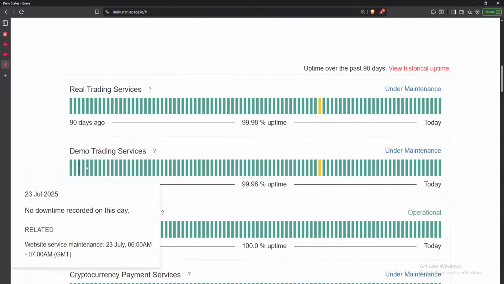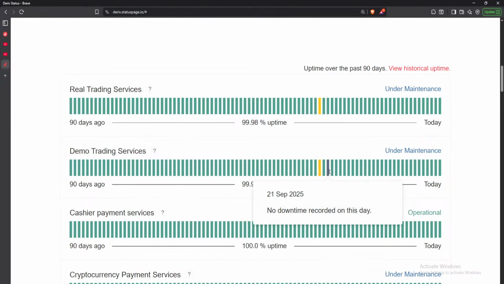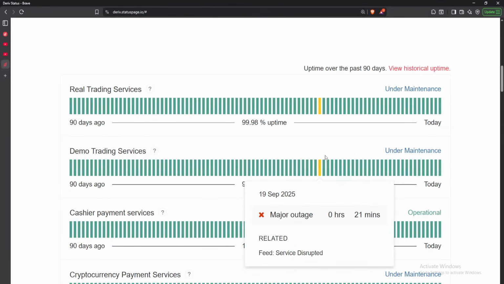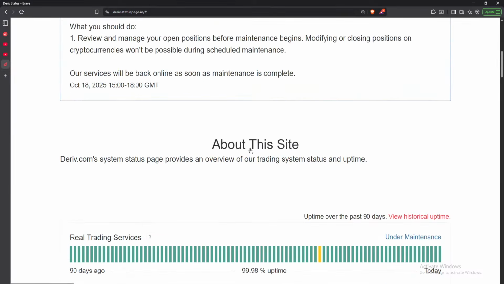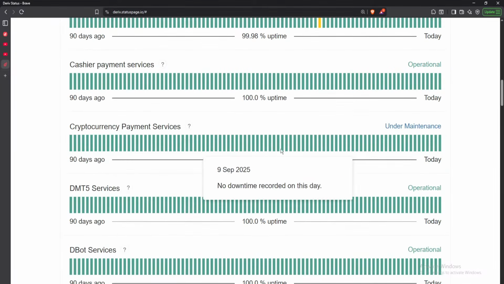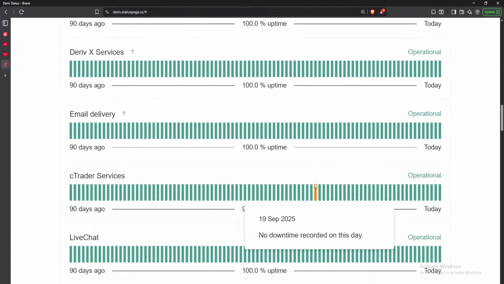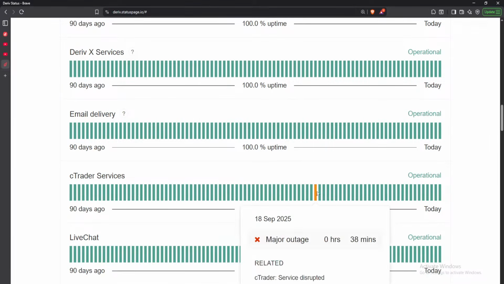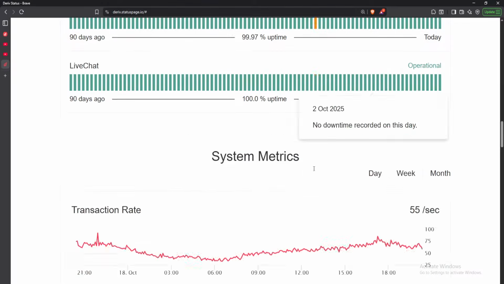As you can see, on demo trading, let me show you, on 19th September there was a major outage for 21 minutes. So every day before you trade, even before you open Deriv.com, open up derivstatuspage.io and see what is going on. Ensure all services are operational. Ensure there is no orange bar. These orange bars basically represent outages, so anytime you see one, avoid trading.